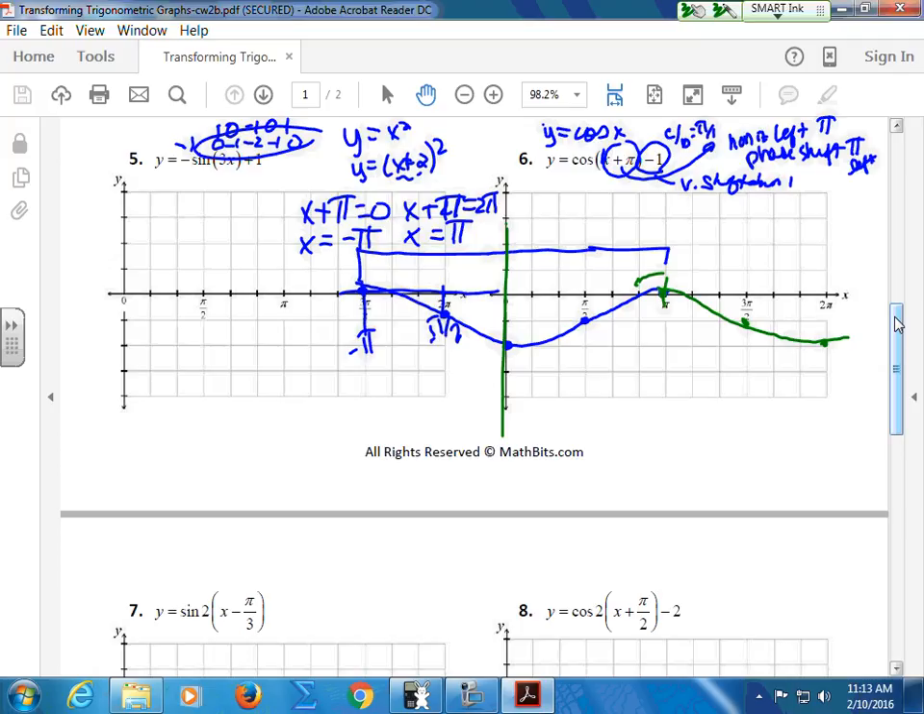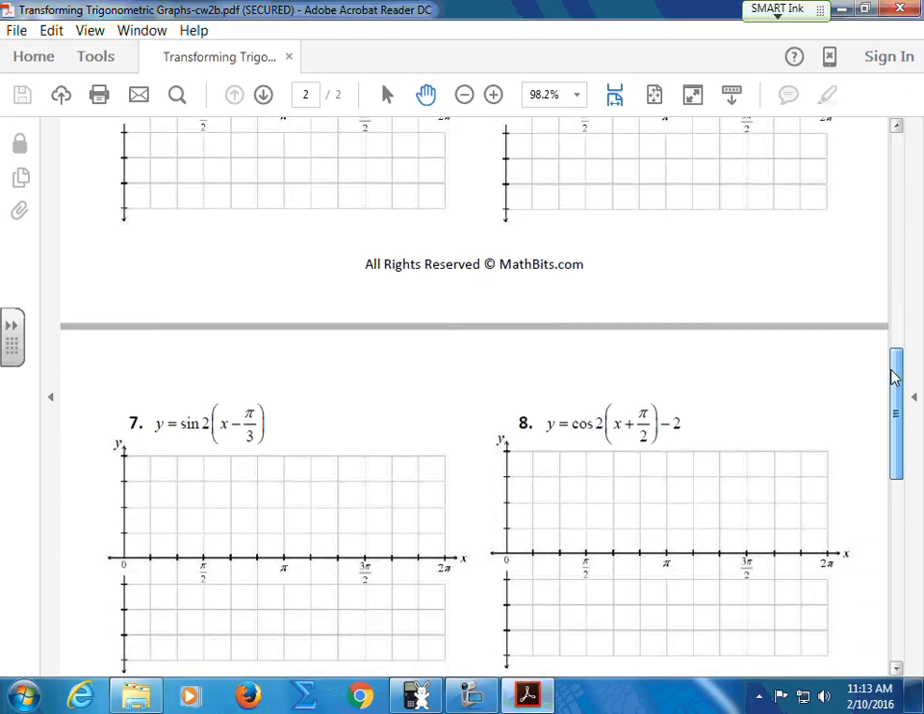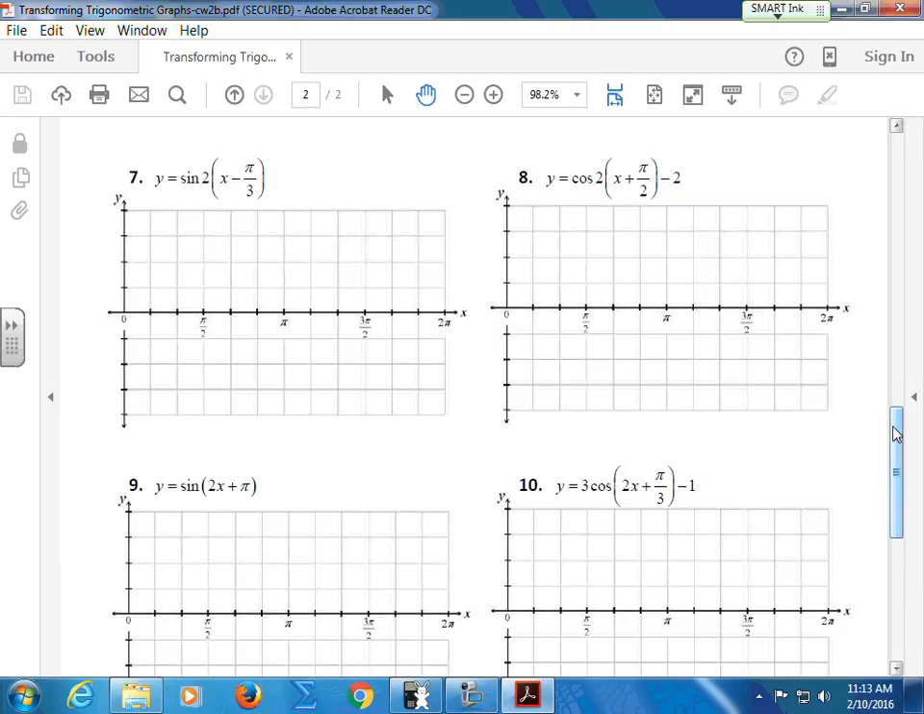Okay, maybe we can squeeze in 1 or 2 more. Did we do 7? No. Okay. But we did one of these. I know we did one of these. Did we do 8, right? We did 8, not 7. Okay, let's do 7.